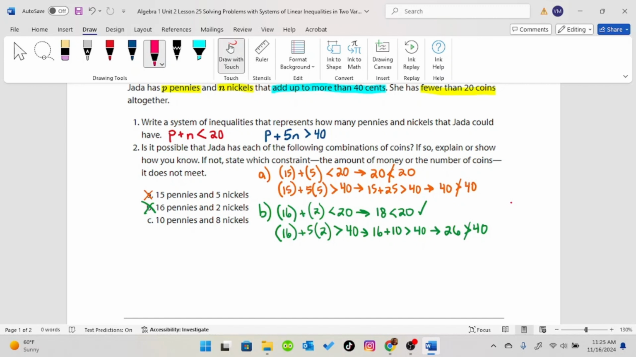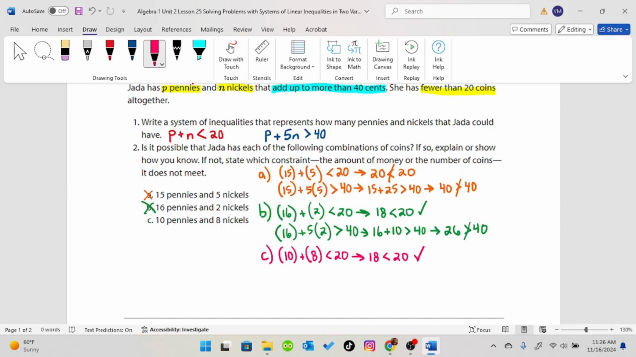Finally, we check option C. In the first inequality, we would have P, which equals 10, plus N, which equals 8, and that would need to be less than 20. 10 plus 8 is 18, and 18 is less than 20, so this does satisfy the first constraint.